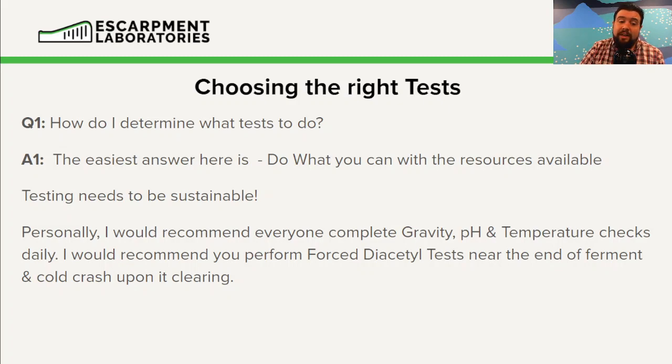Testing needs to be sustainable. It does not make any sense to have tests being done now and then for us to drop them 2 or 3 months later. It doesn't make sense. I'd recommend everyone complete gravity, pH, and temperature checks daily. I'd also recommend that you do a forced diacetyl test near the end of ferment and at cold crash to make sure that you're not going to have diacetyl issues in your beer later on.